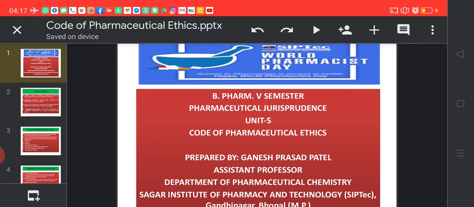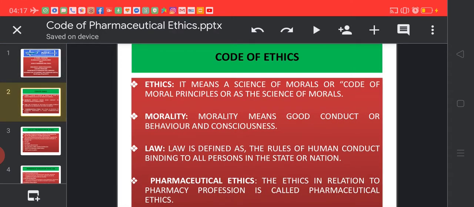Today I start with a new topic, code of pharmaceutical ethics. Code of pharmaceutical ethics. Prior to start with the code of ethics, we should know the meaning of ethics. So here we are with ethics.